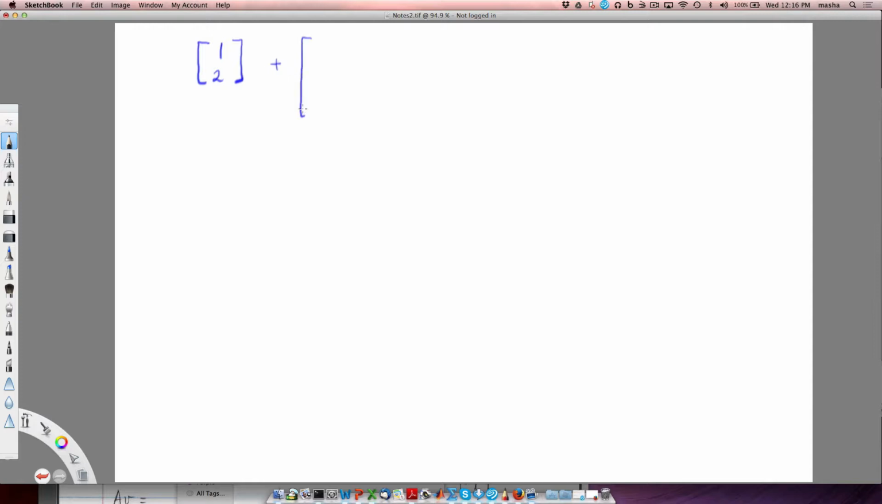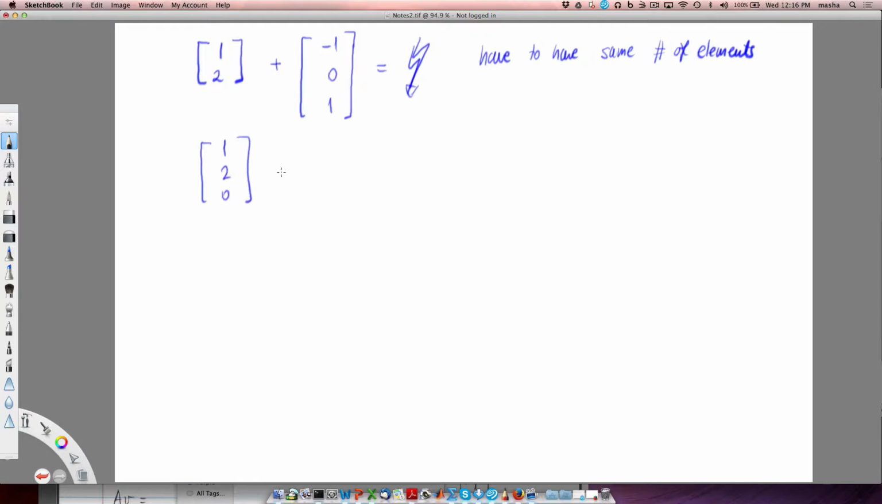And if I had -1, 0, 1, can I do this operation? No. So I have to have the same number of elements. So basically, let's modify that. I'm going to modify it to be able to do it. And let's make it more fun. So I'm going to do 3 times -1, 0, 1.